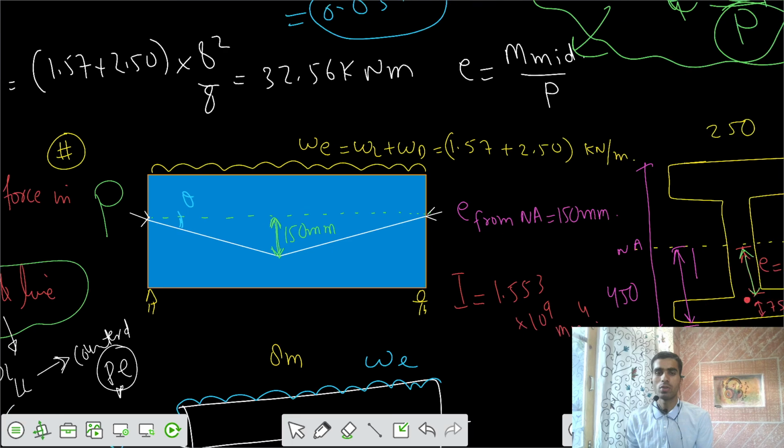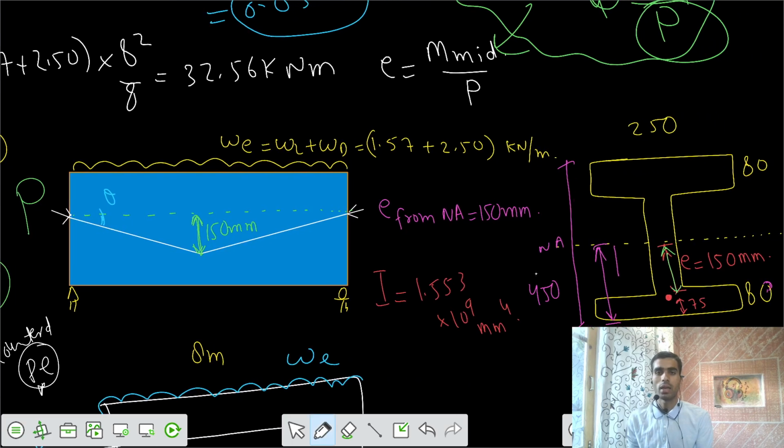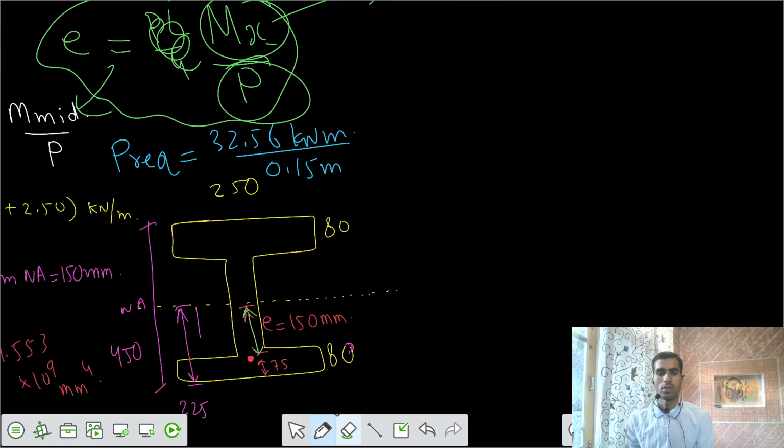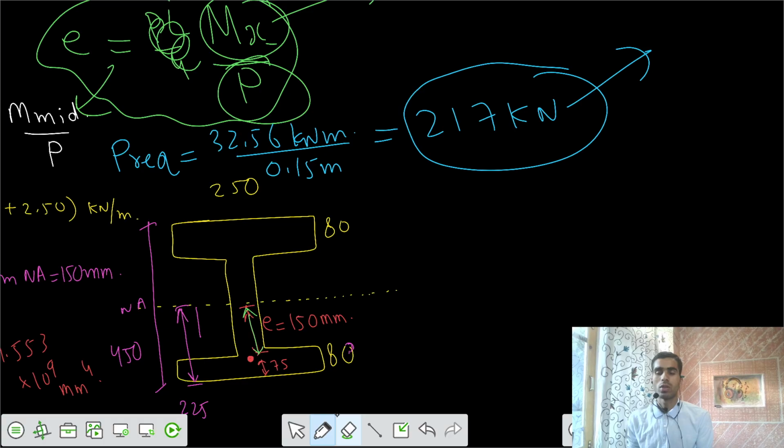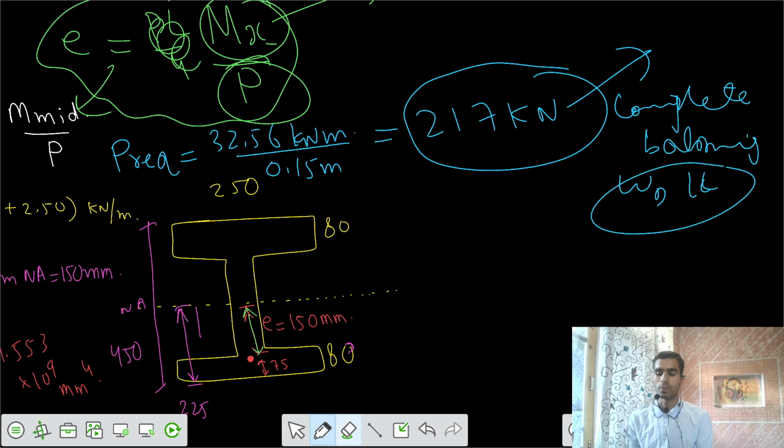So your P required at the midspan is equal to M mid, that is 32.56 kilonewton meters, divided by the eccentricity at the midspan, that is 0.15 meters. So your P required is equal to 217 kilonewton for complete balancing of those external loads, the dead loads and live loads. Okay, so we also have to solve the stresses at the midspan section.